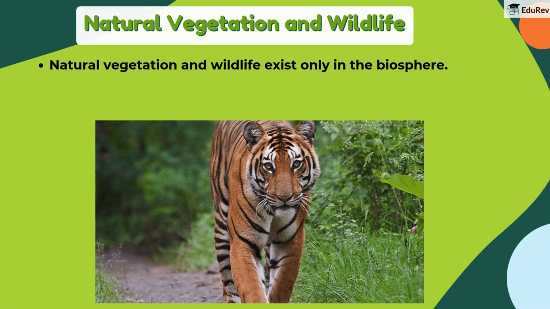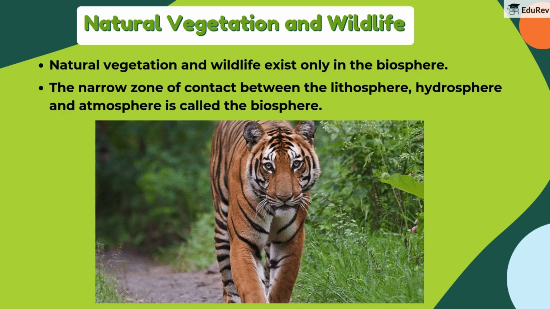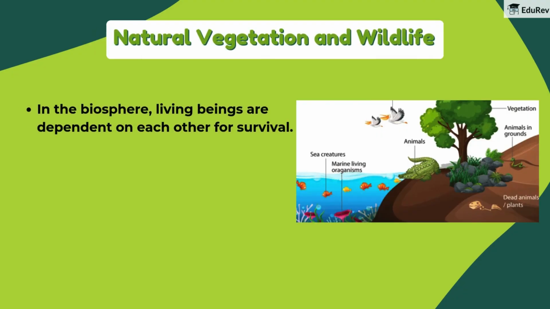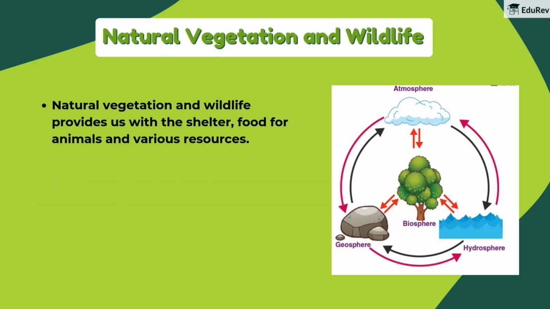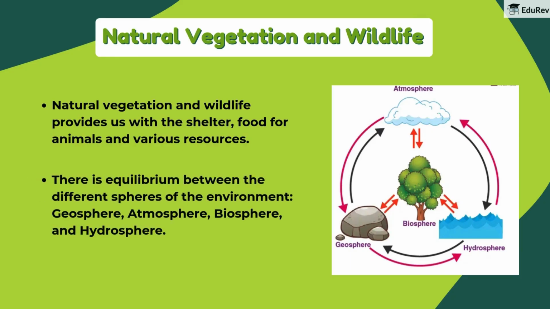Natural vegetation and wildlife exist only in the biosphere. The narrow zone of contact between the lithosphere, hydrosphere, and atmosphere is called the biosphere. In the biosphere, living beings are dependent on each other for survival. This system is known as the ecosystem. Natural vegetation and wildlife provide us with shelter, food for animals, and various resources. There is equilibrium between the different spheres of the environment: geosphere, atmosphere, and hydrosphere.